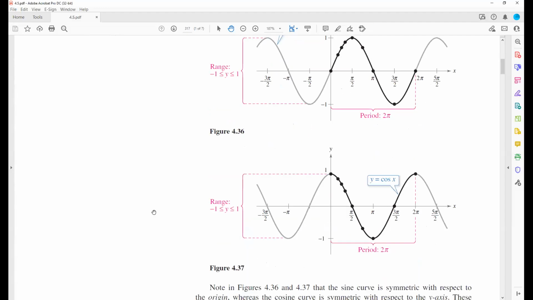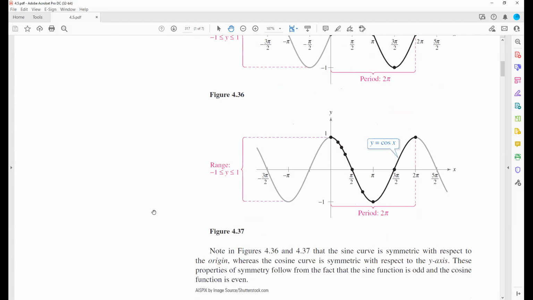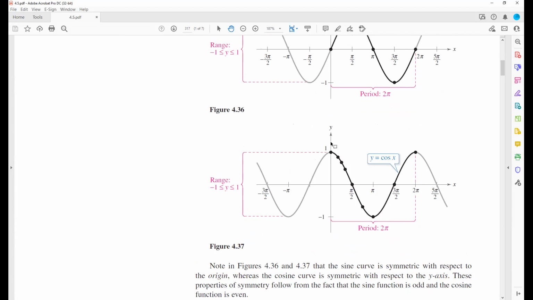The second function is the cosine function. Well, the behavior of cosine is like this. When you plug in 0 for cosine, cosine of 0 is equal to 1. So the starting point for cosine is at this point. Well, it starts going down. At pi over 2, your cosine is equal to 0. Then at pi, it's -1.